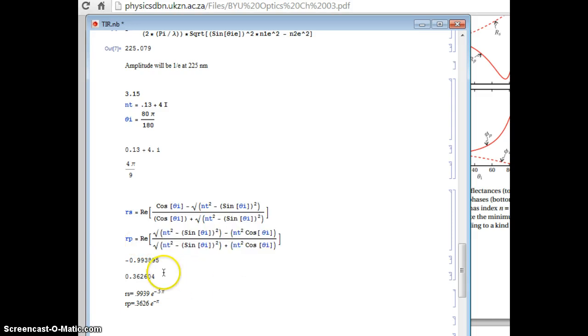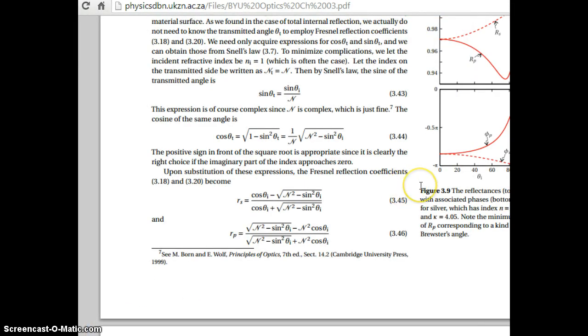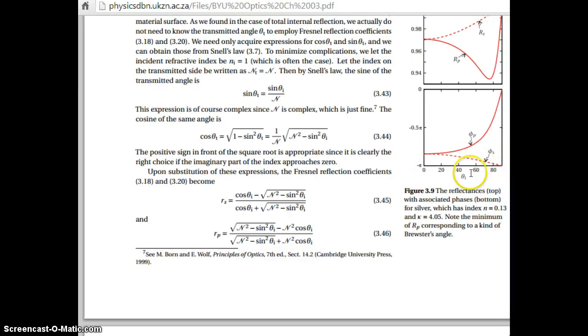So our RS is negative 0.99. Our RP is 0.36. And then I had to put it in that crazy form with phase shift. What was cool, and I was so confused, like, what in the world is phase shift? Fortunately, there's this little chart here. So at 80 degrees, the phase shift of our P is about negative 0.5 pi radians, and for S it looks like it's about negative pi.